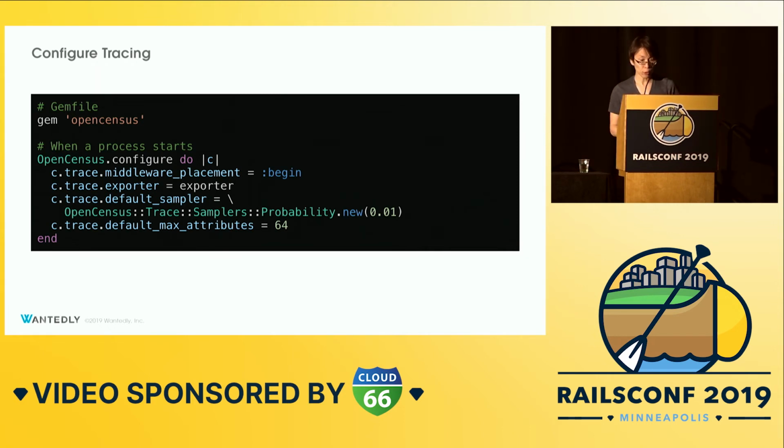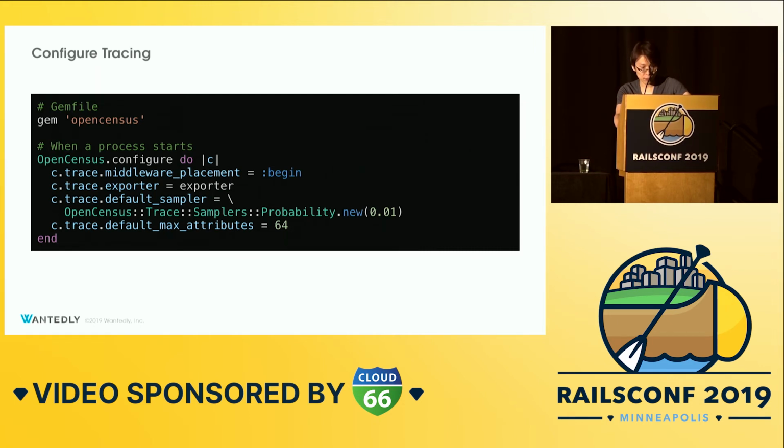Now, in order to use OpenCensus, obviously you need to have the OpenCensus gem and configure it when your process starts. You can specify where you want to insert the Rack middleware. It can be at the beginning of the middleware stack, or after a certain Rack middleware class, or at the end of the middleware stack. You can also specify which exporter to use. I will explain that shortly.